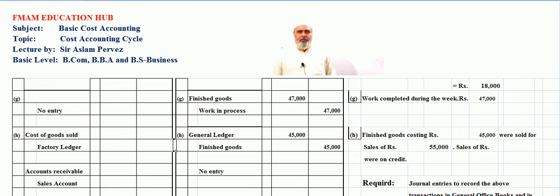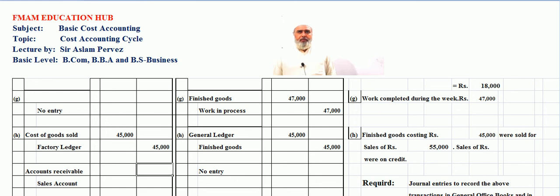In the books of head office, cost of goods sold. Cost of goods sold means a part of finished goods which is sold in the market. This is the amount of 45,000 rupees and factory ledger should be credited here 45,000 rupees. Students, these are the entries against the finished goods costing 45,000 rupees.